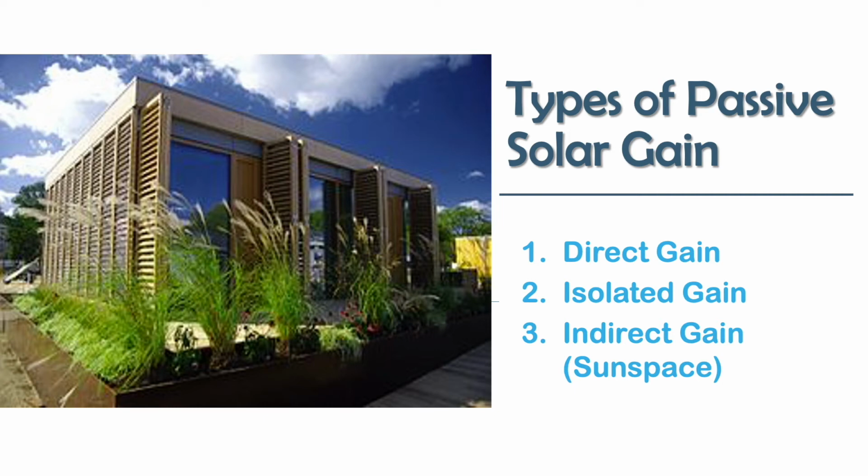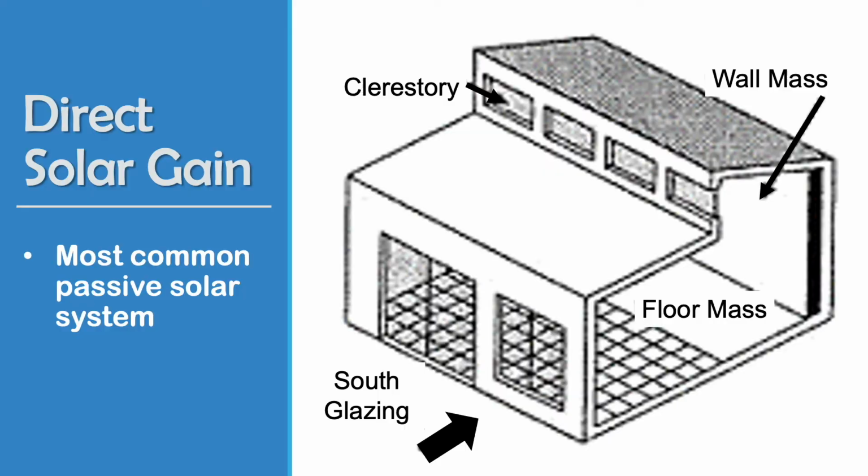All right, so I'm going to review the different types of passive solar gain in the last couple of slides. We'll look at direct gain, isolated gain, and indirect gain, also known as sun space. For a direct solar gain, which is the most common passive solar system, we put the majority of our glazing to the south.